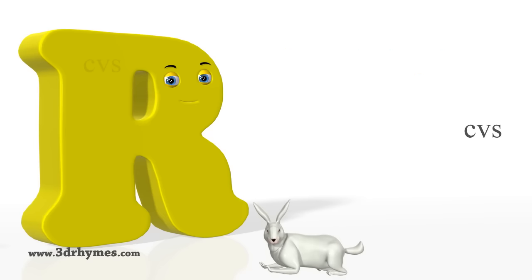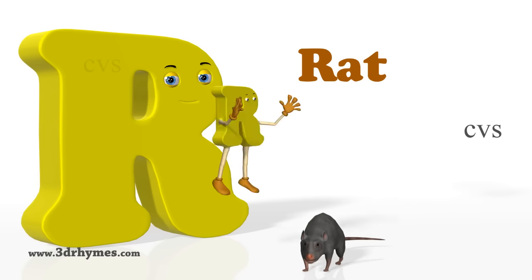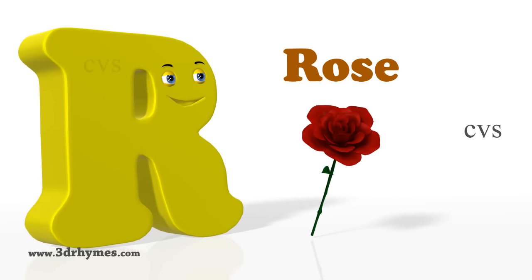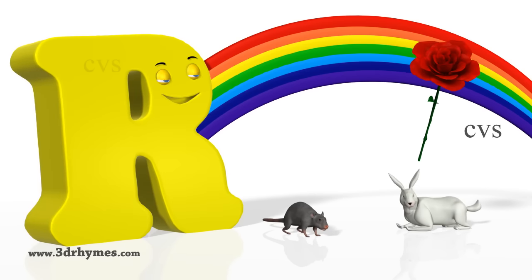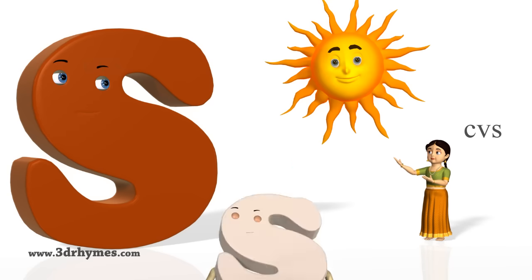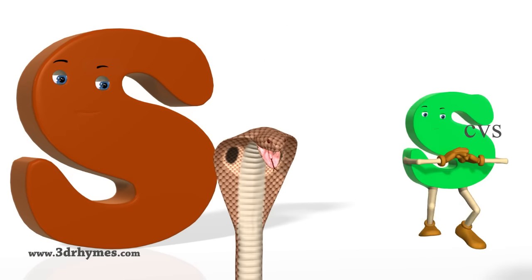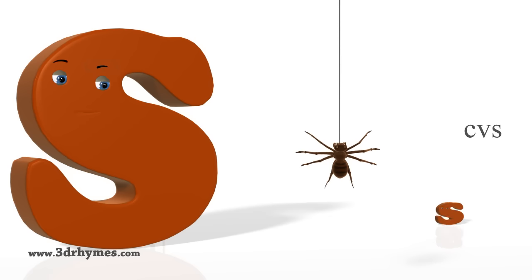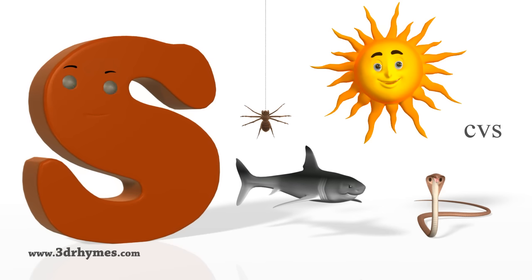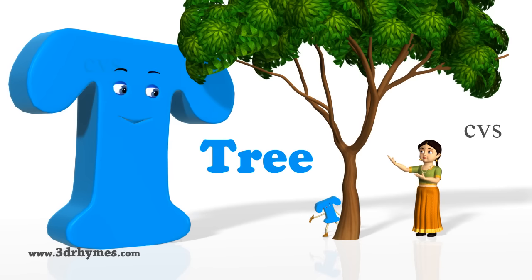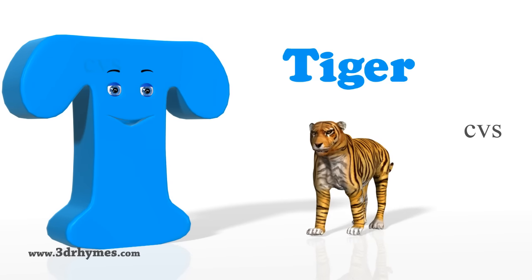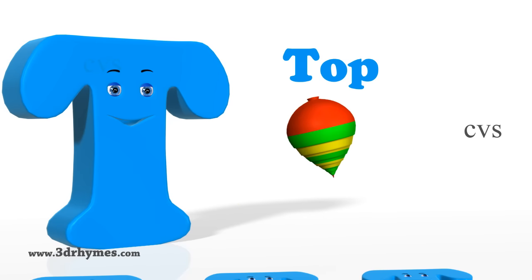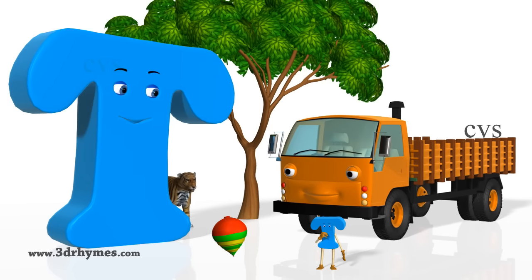R for rabbit, R for rat, R for rainbow, R for rose. S for sun, S for snake, S for shark, S for spider. T for tree, T for tiger, T for truck, T for top.